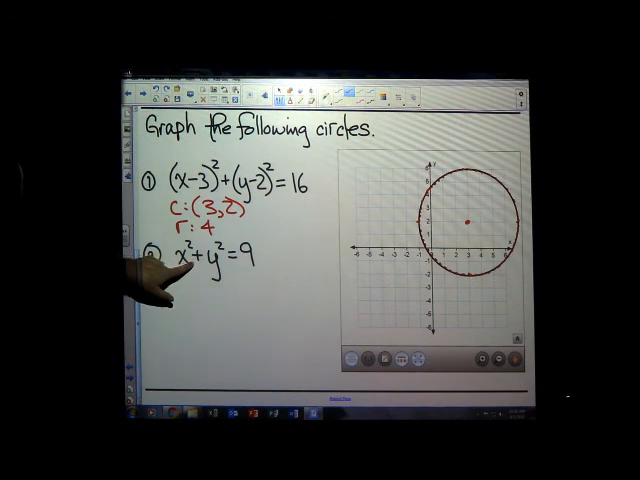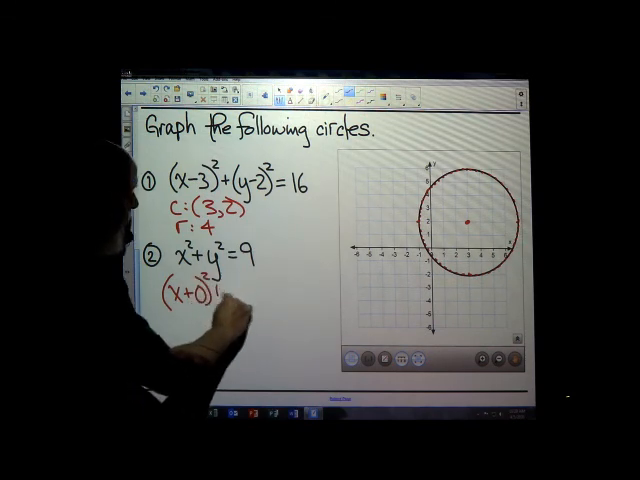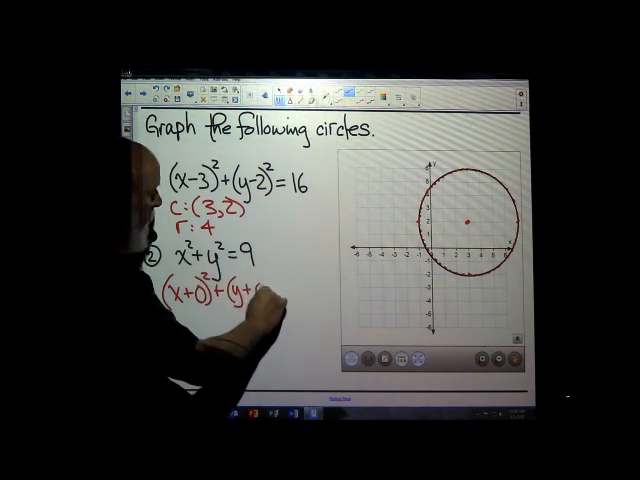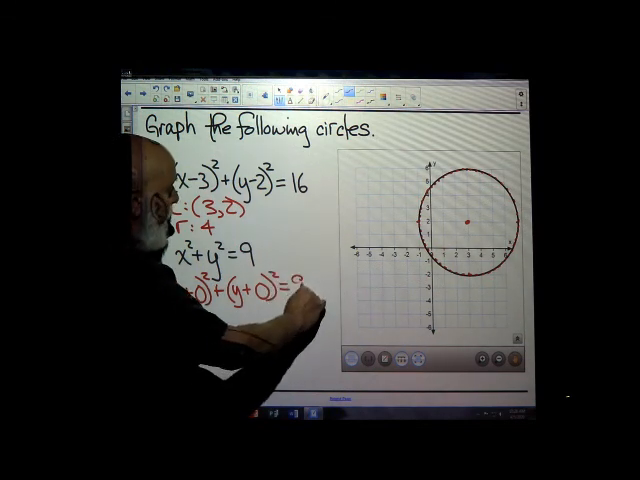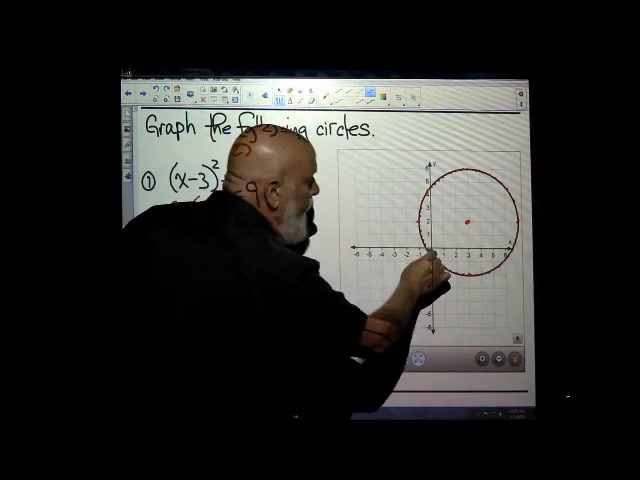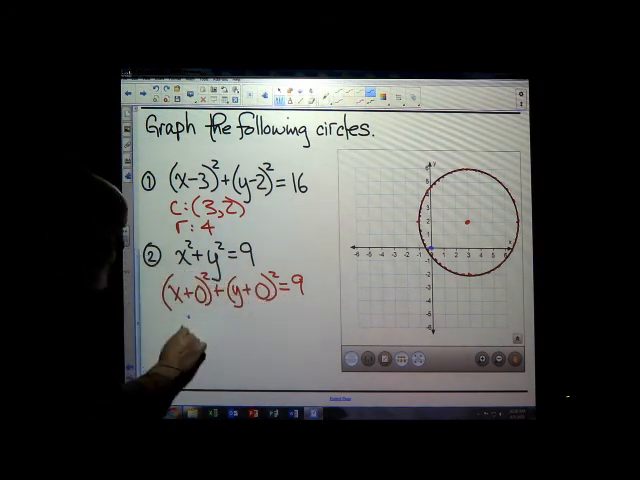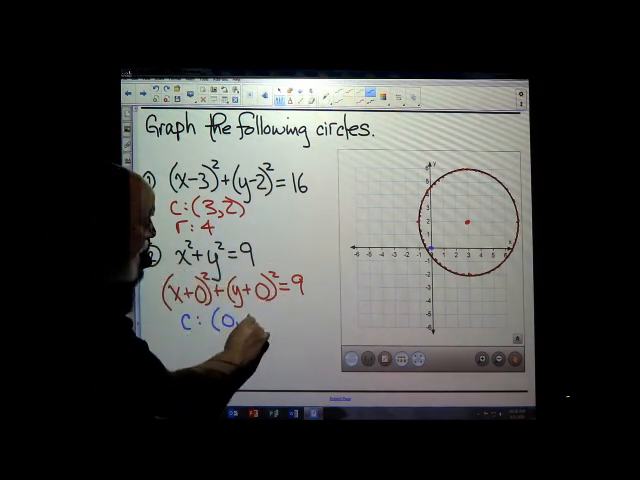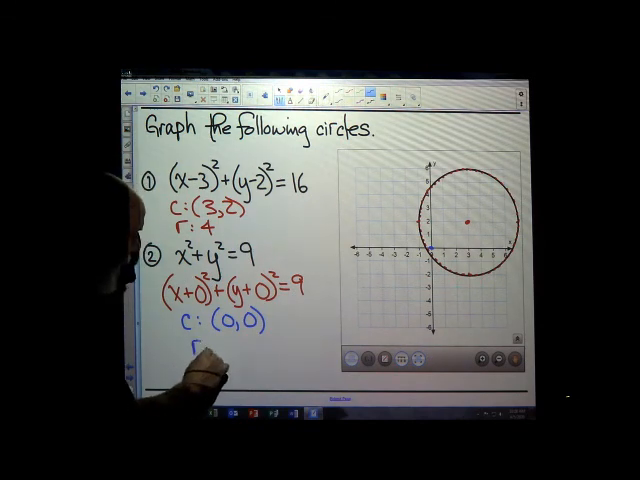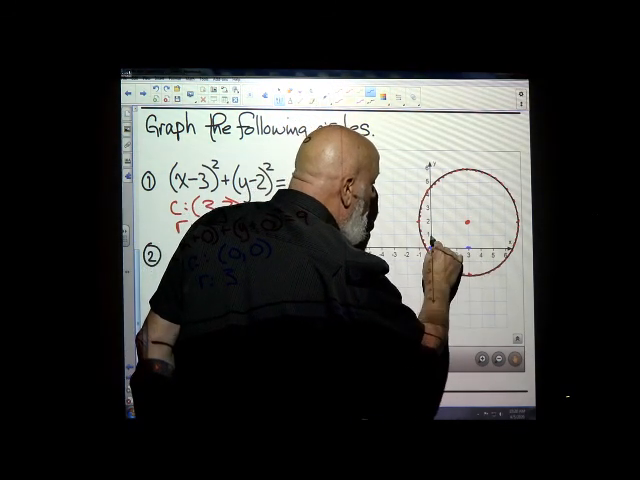Okay. If I were going to graph this one, I can see that the center is going to be at the origin, because we can think of this as x plus 0 quantity squared plus y plus 0 quantity squared is equal to 9. So my center is at 0, 0, which is right here. And my radius is going to be 3, square root of 9. So it's going to be all the points that are 3 units from the center. 1, 2, 3, 1, 2, 3.